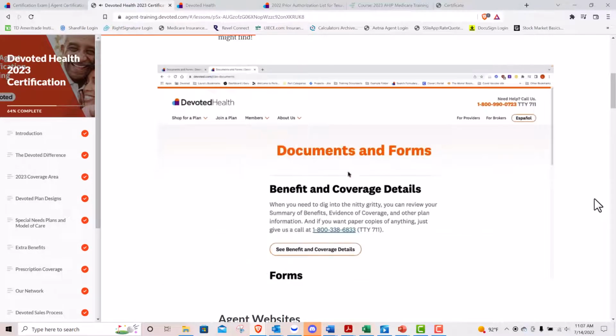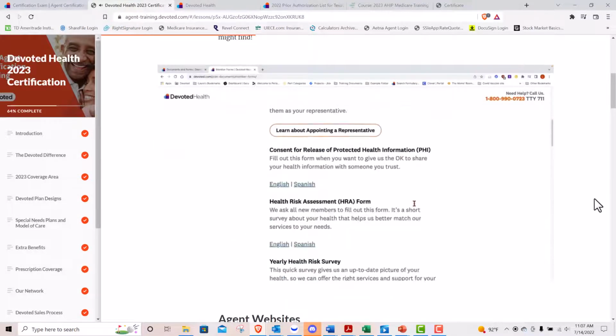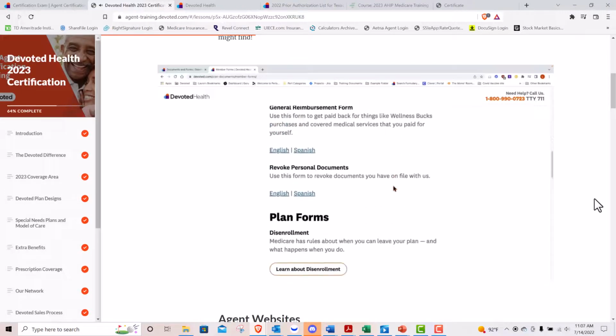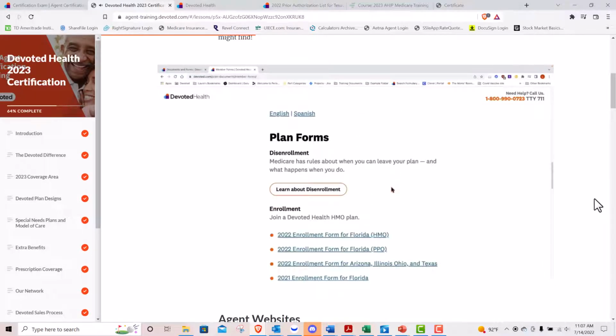Also under this member section, under that documents and forms, you can also find different forms here, such as our appointing a representative or release of PHI forms, HRA forms, our reimbursement forms. The HRAs for agents, again, you want to do that in the agent portal. It's enrollment forms as well.